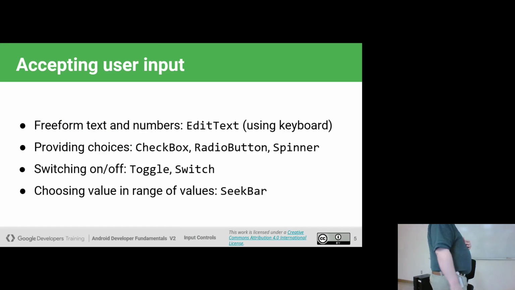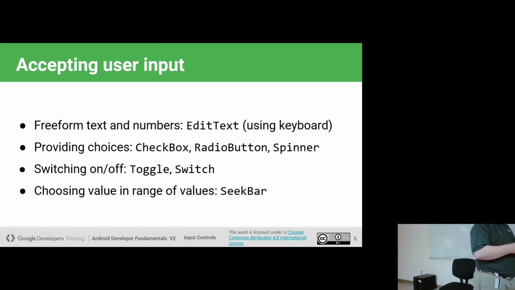Okay, so kind of an overview. A few different controls that we'll talk about today. So first of all, for freeform text or numbers, anything that the user uses the keyboard for, that's where the EditText comes in. Okay, and that keyboard can actually change quite a bit, as we'll see in a moment. There's a lot of ways to change or tweak what kind of mode or keyboard that you see.